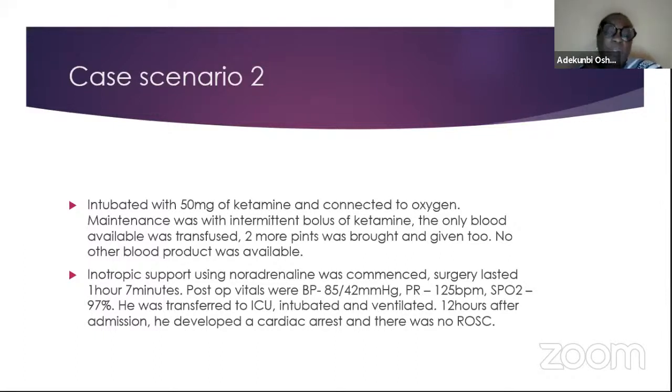The post-op vitals were blood pressure of 85/42 millimeter of mercury. His pulse rate was 125 beats per minute. The saturation of oxygen was 97%. He was transferred to ICU, intubated and ventilated. However, 12 hours into admission into ICU, he developed a cardiac arrest and there was no return of spontaneous circulation. That's the dilemma we face in our environment.